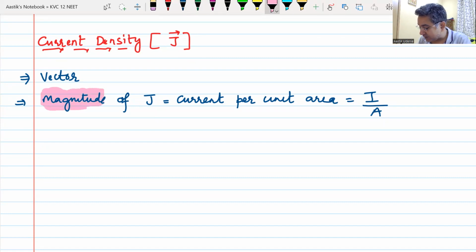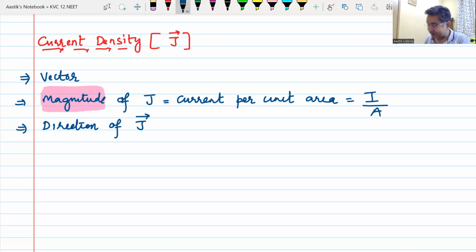Then what is the direction of current density? The direction of current density is the same as the direction of current, which is the direction of flow of positive charges. Do we understand this? Yes, sir. The direction of current density is the same as the direction of current.